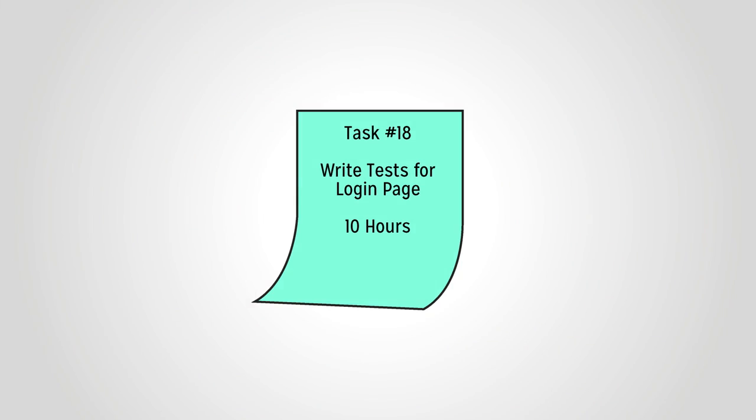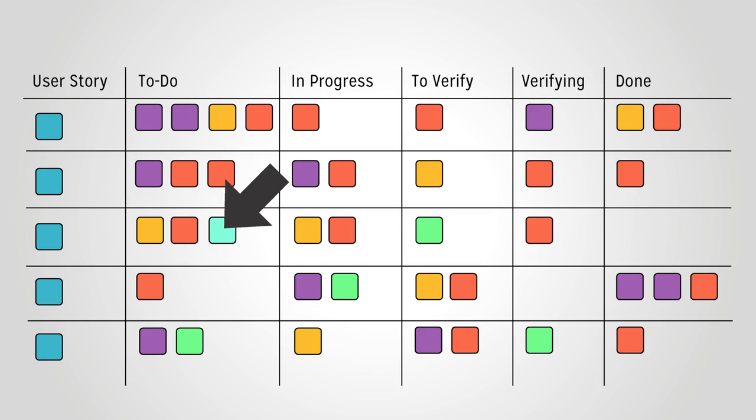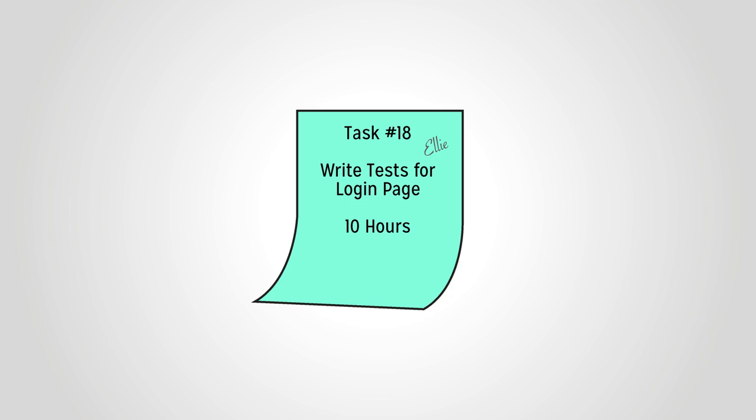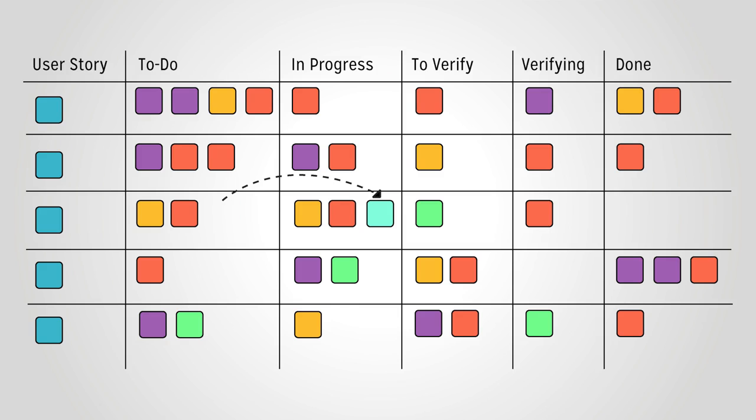Let's look at an example of how to use a task board and an iteration burndown together. Let's add the task of writing tests for a product's login page, which corresponds to the third user story on the task board. We've estimated that this task will take 10 hours. Ellie is the developer who assigns this task to herself.